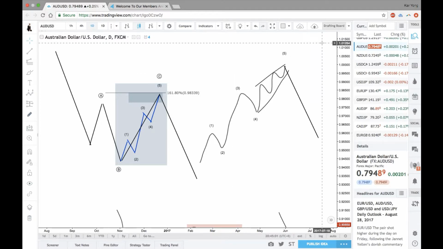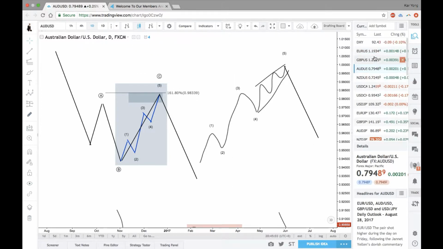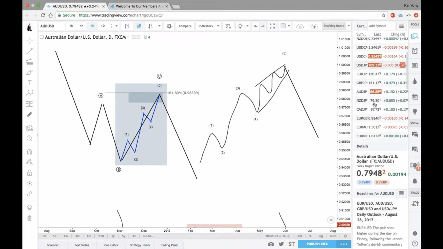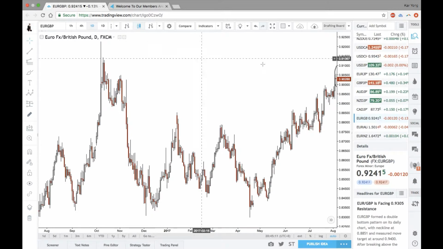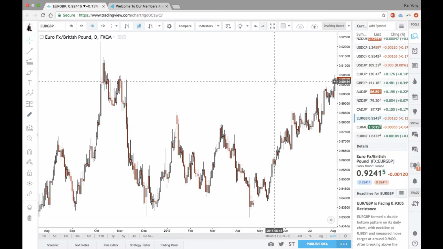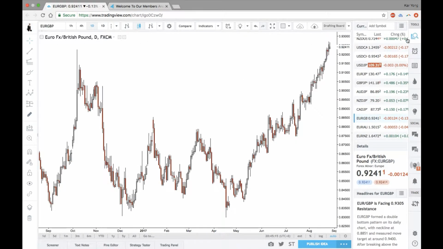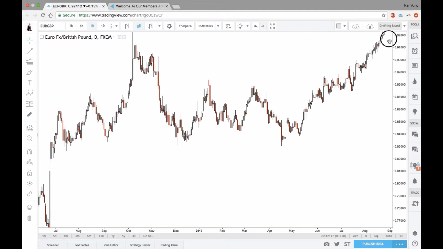Okay, if not, I'll scan the market quickly to see if there's any example. But if I'm not wrong, the most recent one that we discussed a little bit more is your Euro Pound. Right, but I want to quickly update what the outlook is as of now.